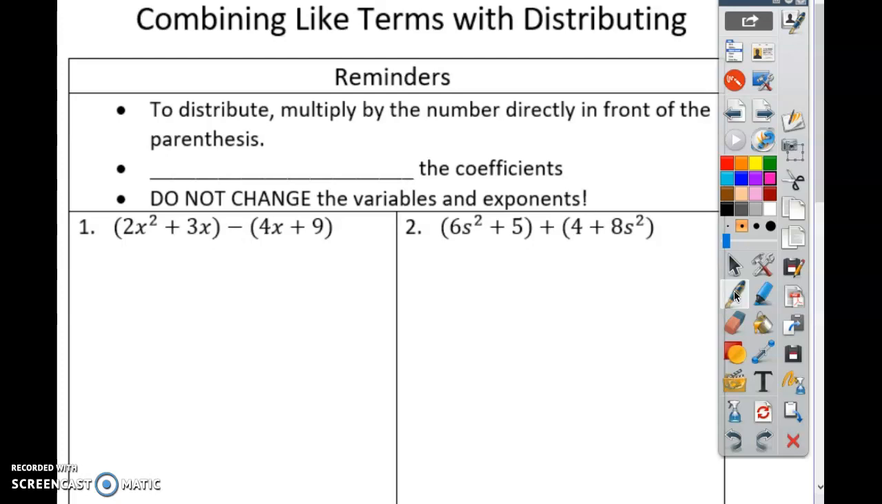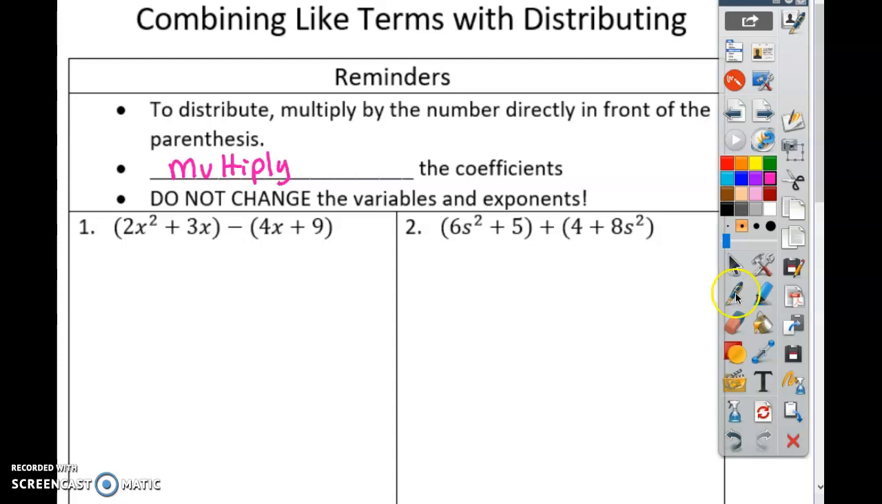So to distribute, when you distribute, you multiply by the number directly in front of the parentheses. Okay? So you multiply the coefficients. Do not change the variable and the exponents. Okay, that's all we're doing. We're multiplying, and then after we multiply, we're going to combine.